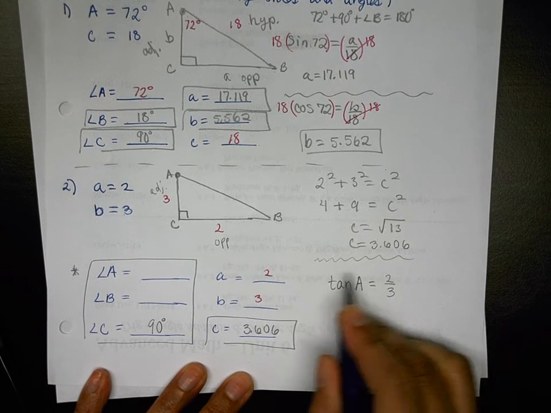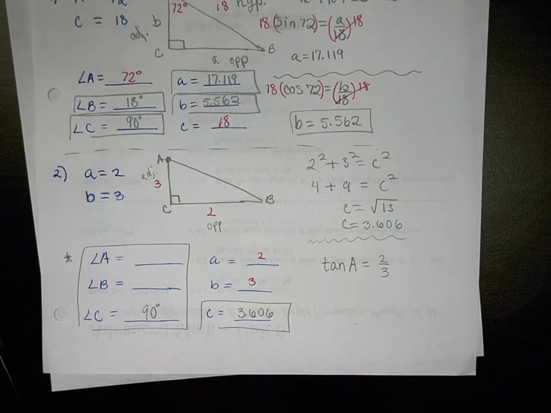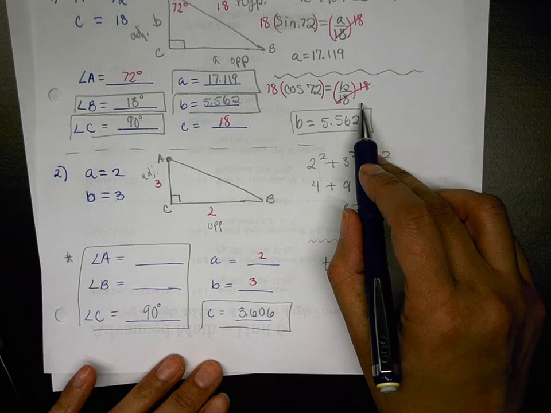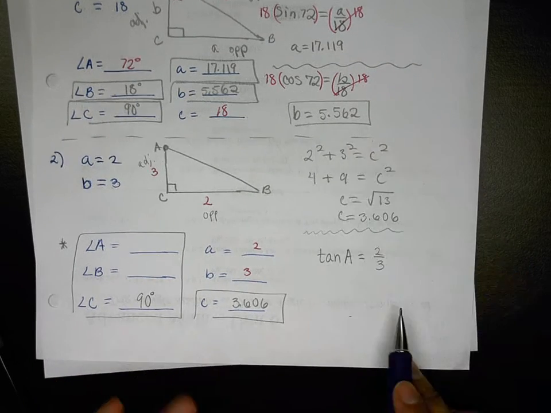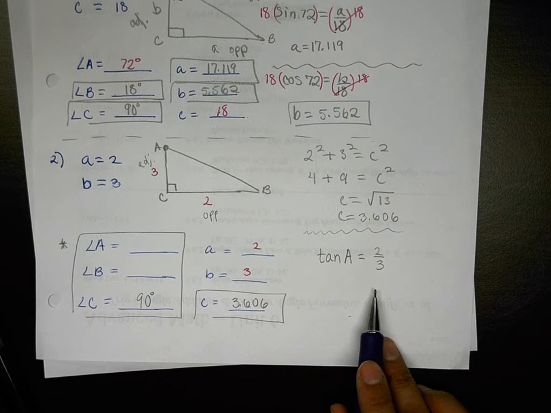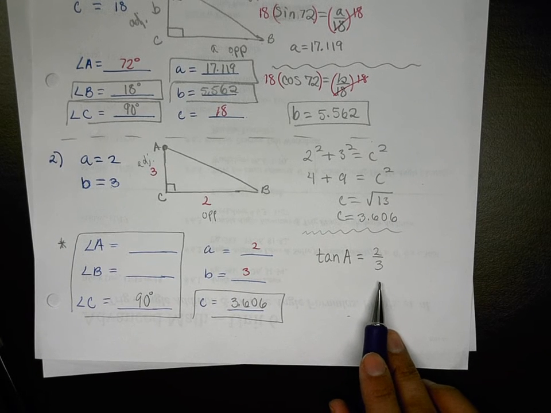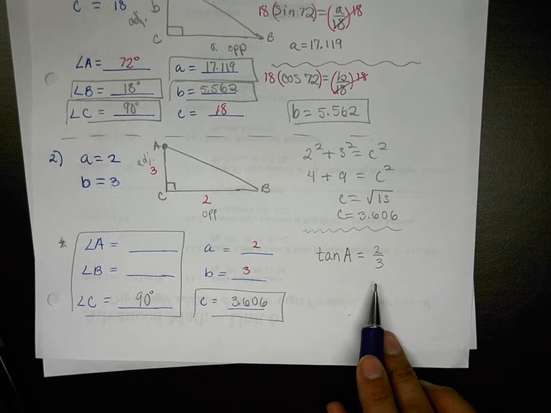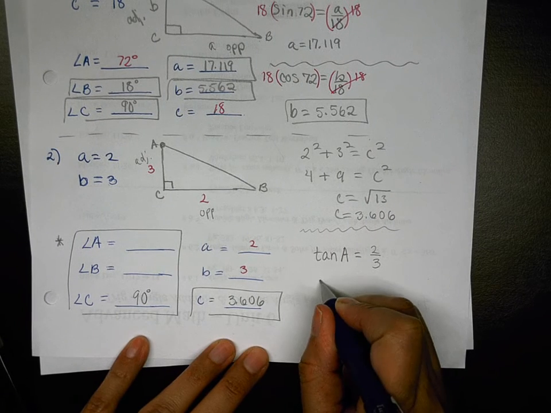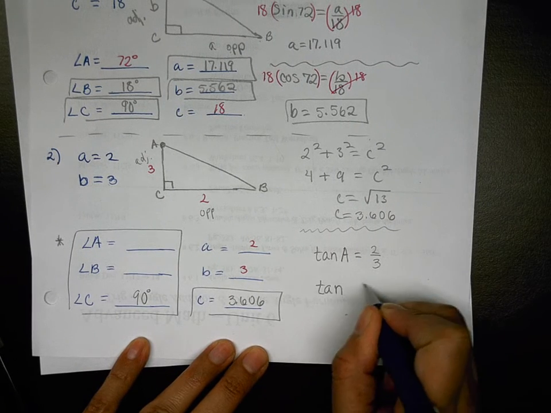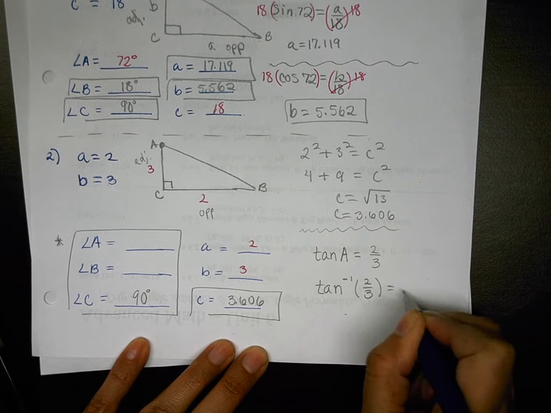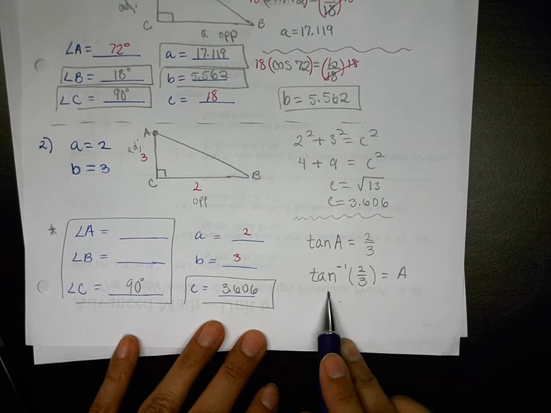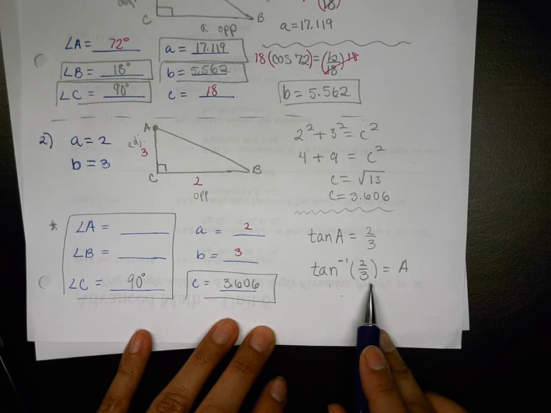Now I cannot plug this in my calculator. And as tempting as it is, over here I multiplied both sides by 18 and then I plugged it in my calculator. Is that what I'm going to do here? Multiply both sides by 3 and plug it in my calculator? No, because I'm going to be stuck. So here's what you're going to do. This is how you're going to plug it in your calculator. Inverse tan of 2/3 equals A.